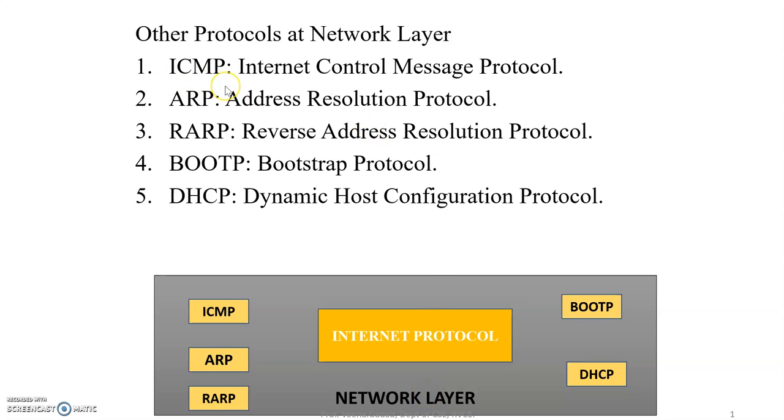The first protocol that we will be studying is ICMP, which stands for Internet Control Message Protocol. The next one is ARP protocol, that is Address Resolution Protocol. You have the two protocols RARP and BOOTP, which are used for getting the IP addresses when we know the MAC addresses. However, these two protocols are now replaced with DHCP protocol, which stands for Dynamic Host Configuration Protocol. So basically, in this video, we shall be understanding about ICMP, ARP and DHCP protocol.